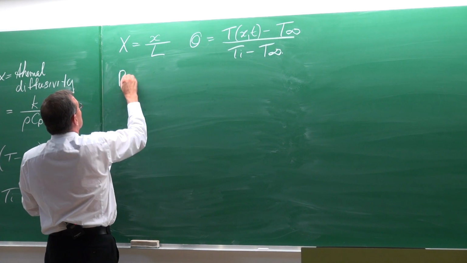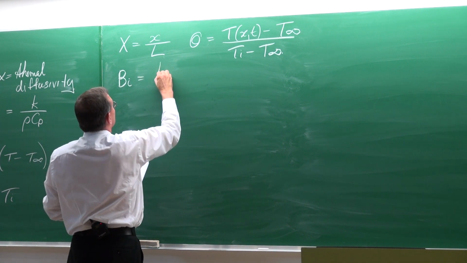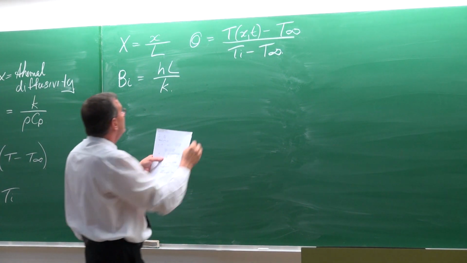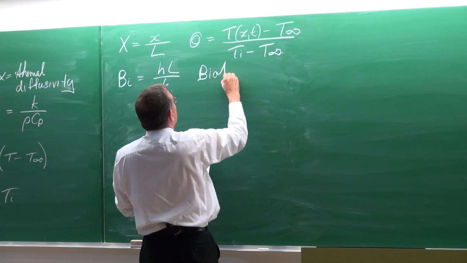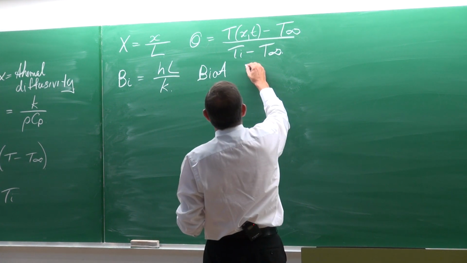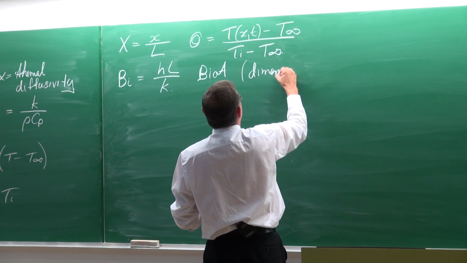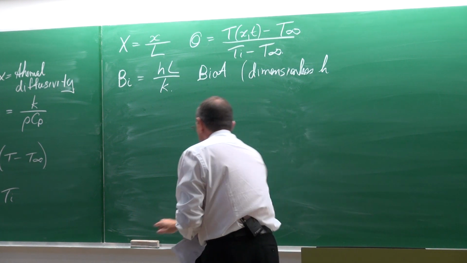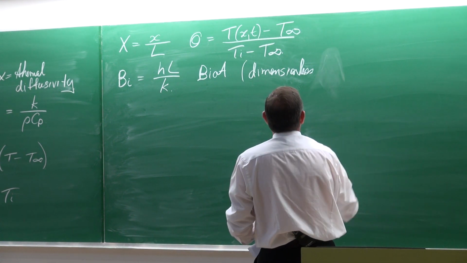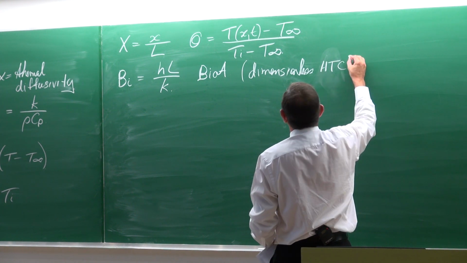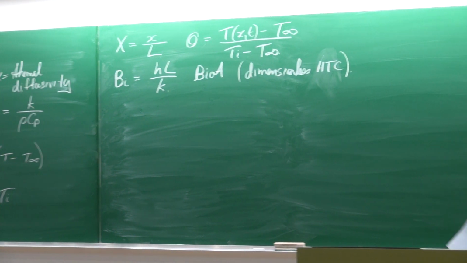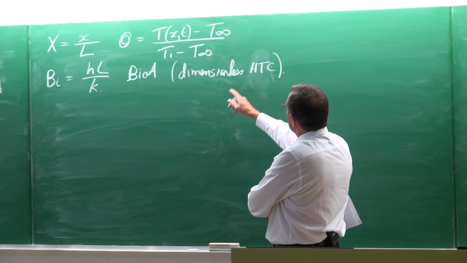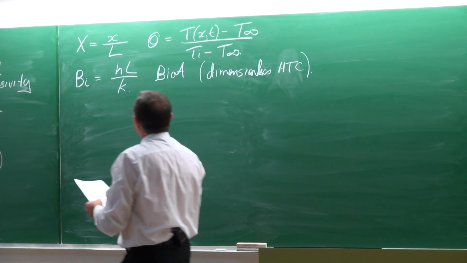The Biot number we've done in the previous lecture is equal to the heat transfer coefficient multiplied by L divided by the thermal conductivity k. It's the Biot number, and the Biot number is the dimensionless heat transfer coefficient. HTC is heat transfer coefficient. I'm going to use it a lot in this module because it's a very important thing. The dimensionless heat transfer coefficient, the Biot number.